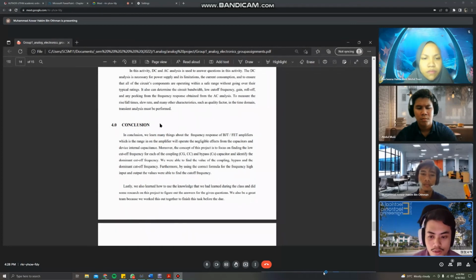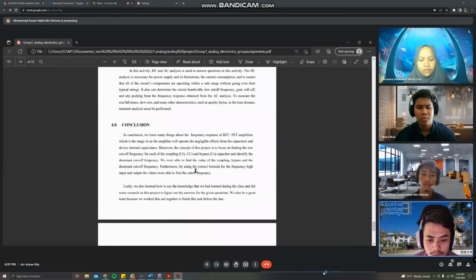For the conclusion, we learned many things about the frequency response of BJT or FET amplifiers, which is the range in which the amplifier will operate with negligible effect from the capacitor and device internal capacitance. Moreover, the concept of this project is to focus on finding the low cut-off frequency for each of the coupling, CG, CC, and bypass, CS capacitor, and identify the dominant cut-off frequency. So we were able to find the value of the coupling, bypass, and the dominant cut-off frequency.